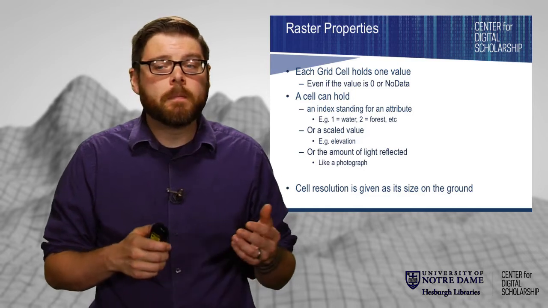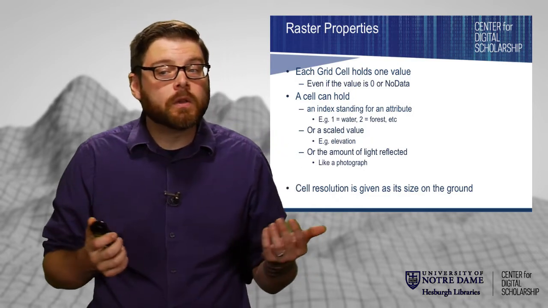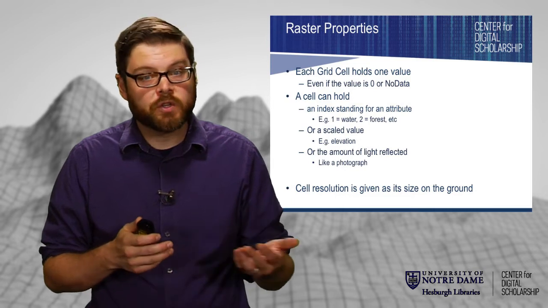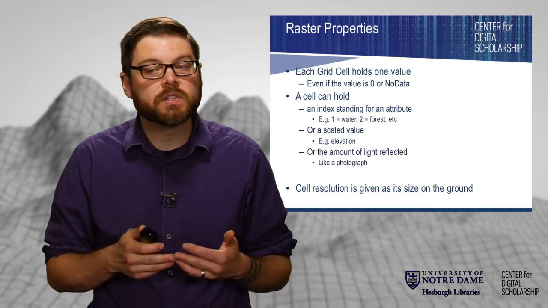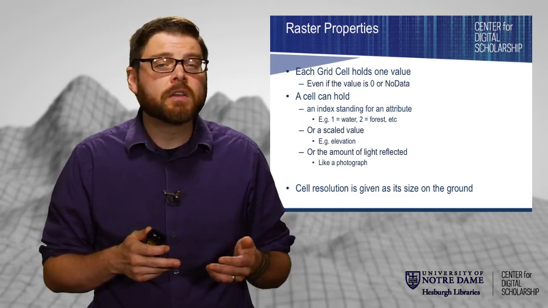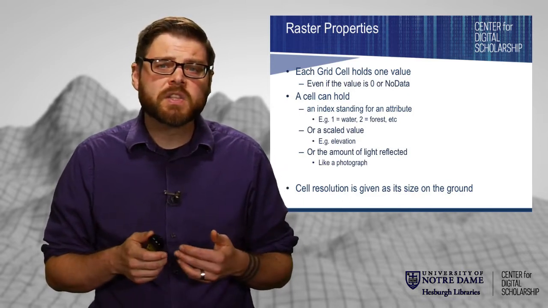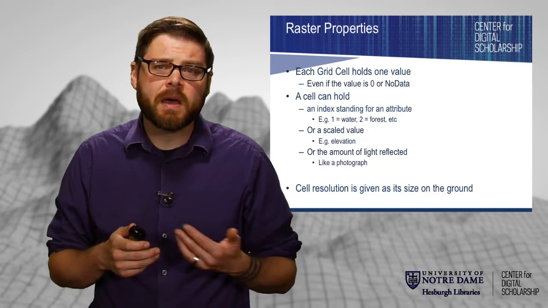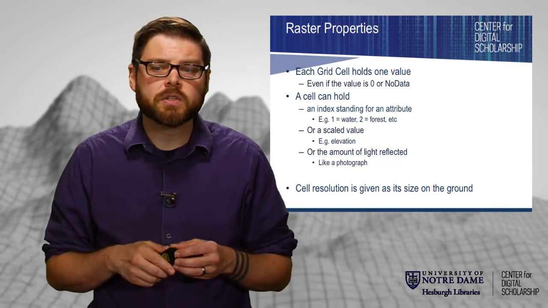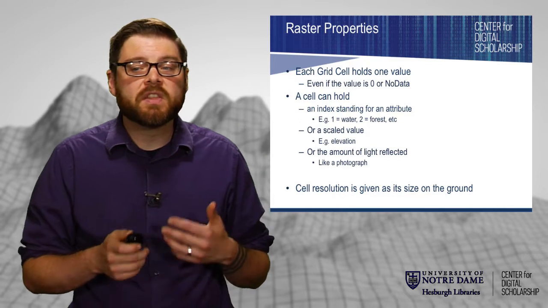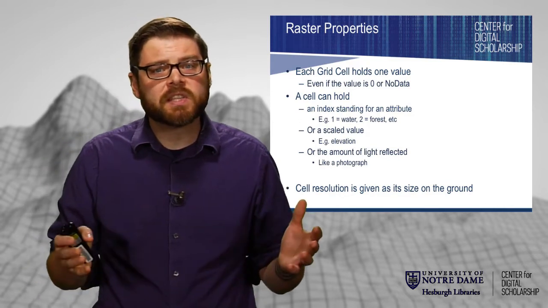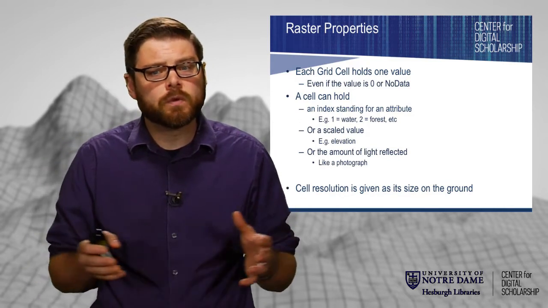So the cell can hold an index. It could hold, say, 1, which we could translate to water, 2 would be forest, something like that. It can be a scaled value, something like elevation, or it can be the amount of light reflected. And this is what a digital photograph is: essentially the amount of light reflected back at the image. So the resolution is then the size on the ground, so that's how it scales that matrix of numbers to be real-world coordinates.